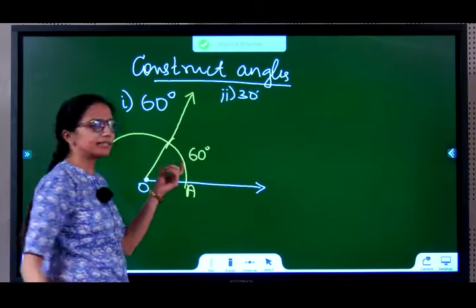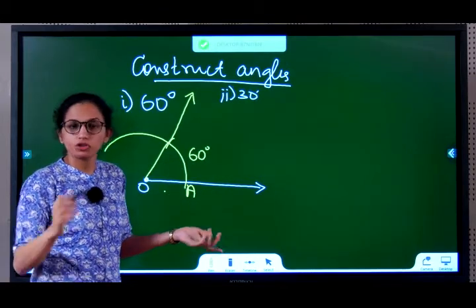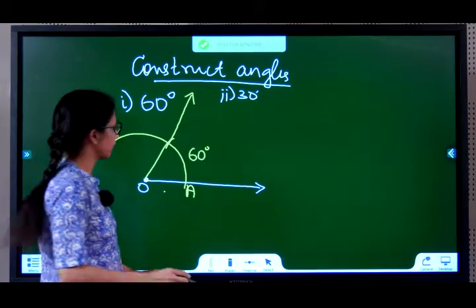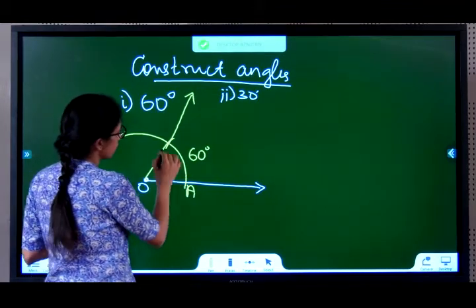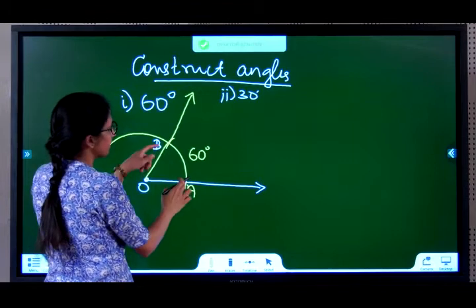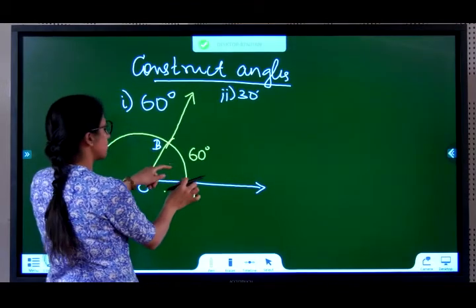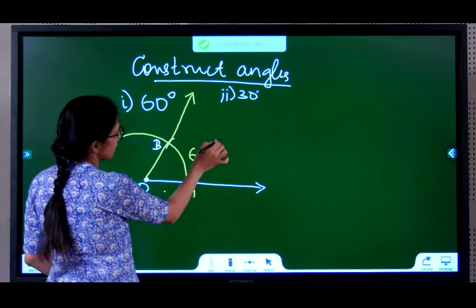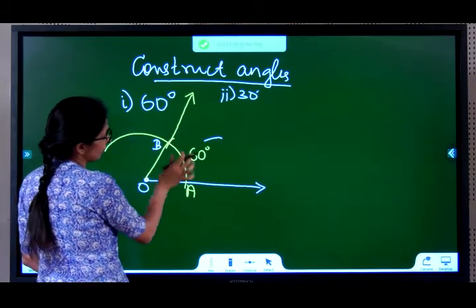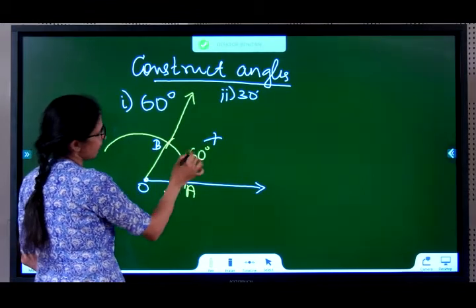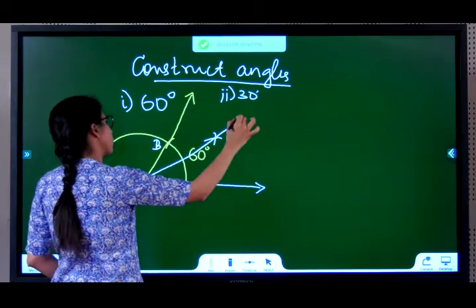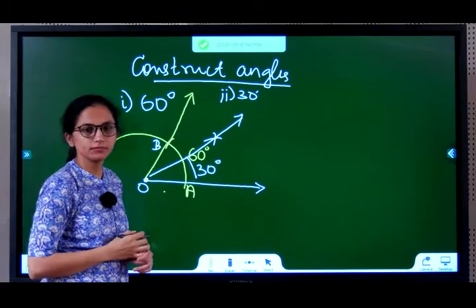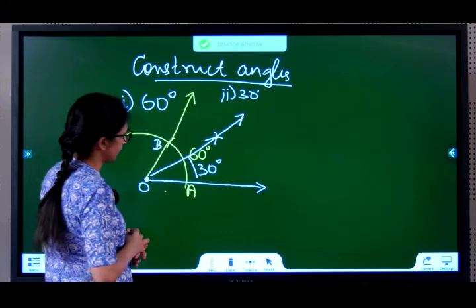You have 60 degree. Bisect it. Do you know how to construct an angle bisector? Yes, you do. So, what do we do? Let's name this point B. Take your compass, measure more than half of AB. Cut an arc. Measure with the same radius, come here, cut an arc. Join this to O. This now will become 30 degree.